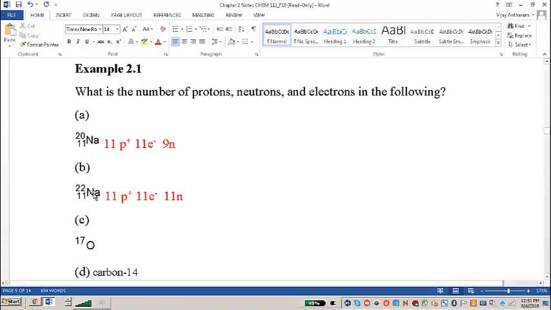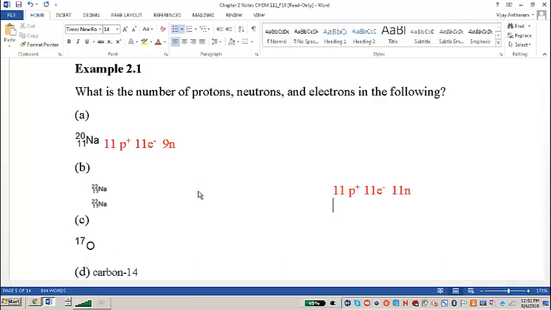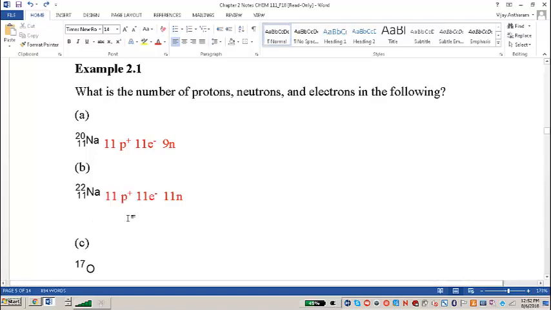What happens if I put a plus here in sodium plus? What happens if I make this Na plus? What happens if I modify part B so that it's exactly the same but I add a plus sign? Remember group 1A, sodium is in group 1 or 1A. They like to be plus 1 ions or plus 1 charged particles. And so this is a sodium atom with a charge of plus 1. How many protons, neutrons, and electrons will it have?